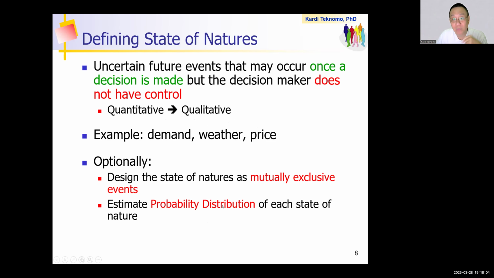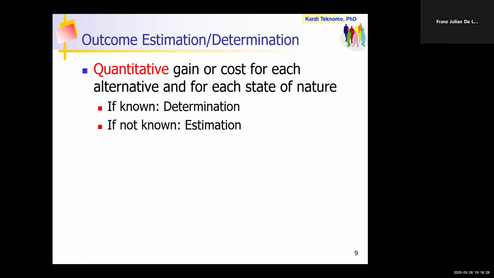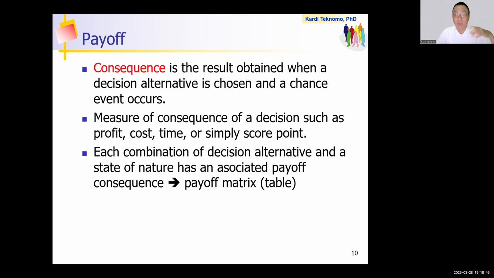Then you have the third component, which is the outcome. Either you determine the outcome or you estimate the outcome. The outcome is basically quantitative in nature, either gain or cost for each alternative and each state of nature. With this, you have what is called payoff. What is payoff? Payoff is a consequence. Numbers, a measure of how you put the consequence of your decision. This is an ordinal number, not necessarily in terms of money. You can put it in terms of money or in terms of any value with this ordinal value.